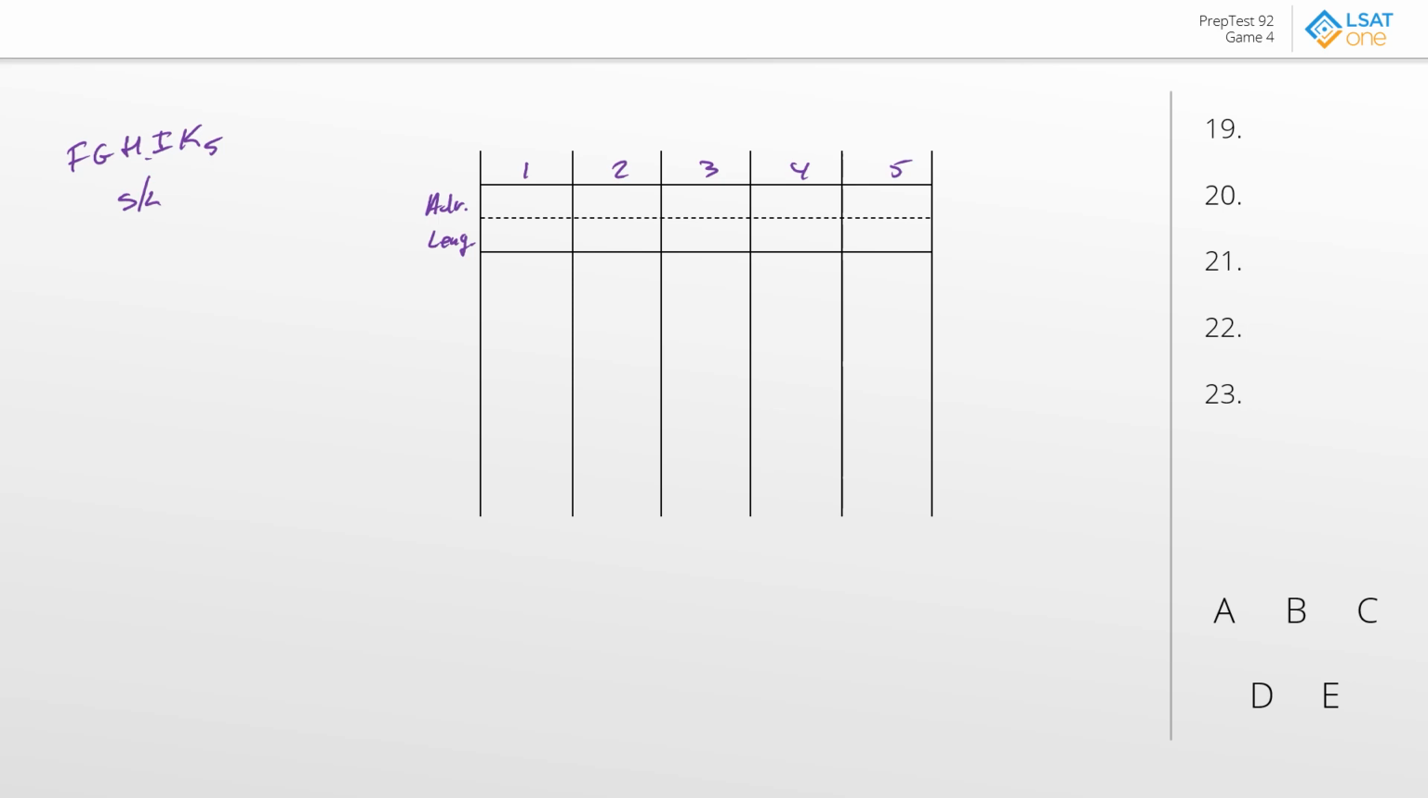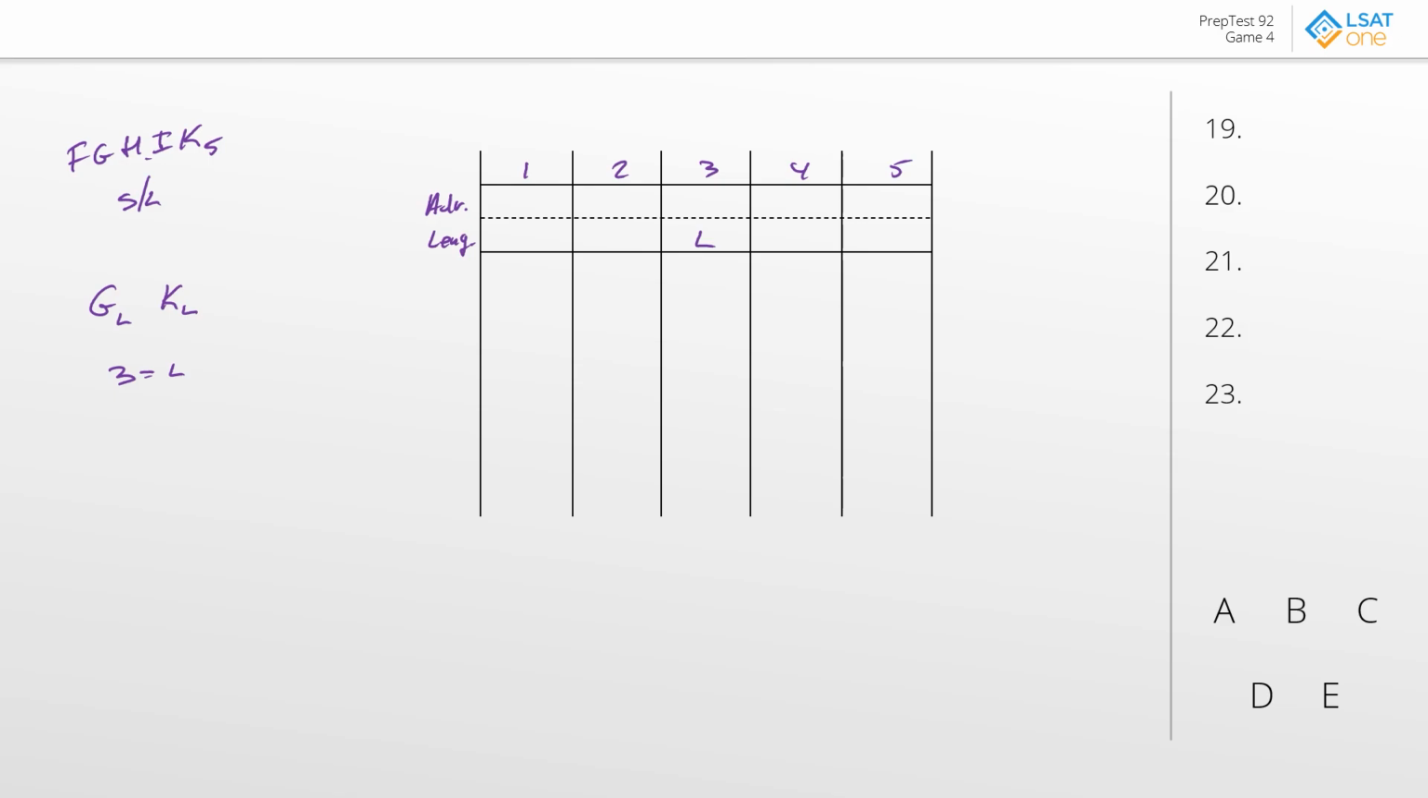Let's go. First rule, the long versions of both G and K's commercials must be shown. So essentially G and K are both long. Next, the third commercial must be long, so 3 has to be long. We can plug that into the board, and I guess it could be either G or K, or perhaps still somebody else.